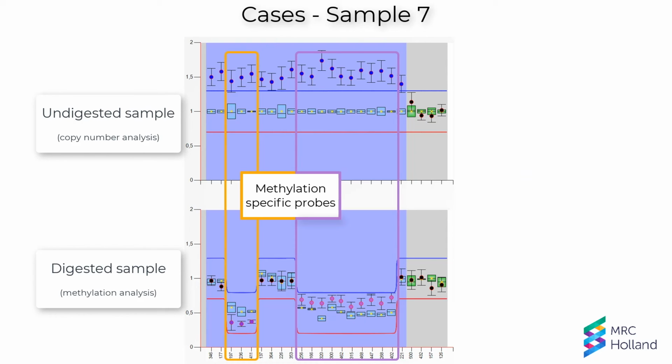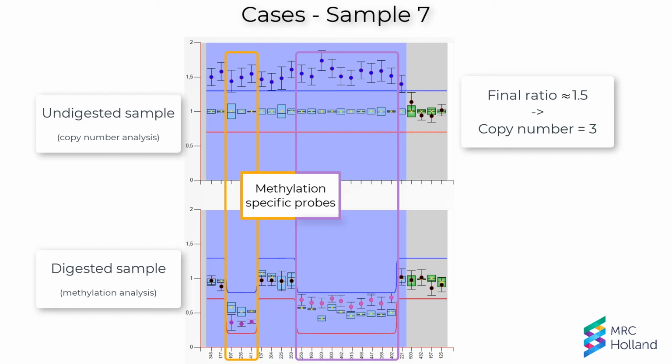Sample 7 is an interesting one, as the methylation status is different for two subsets of probes. Before we get to that, we first need to determine the copy number. All target probes have a ratio around 1.5 in the undigested sample, meaning 3 copies are present. As you can see in the digested sample, there are 2 groups of probes with different methylation ratios. This means the number of methylated copies is different for both these groups.